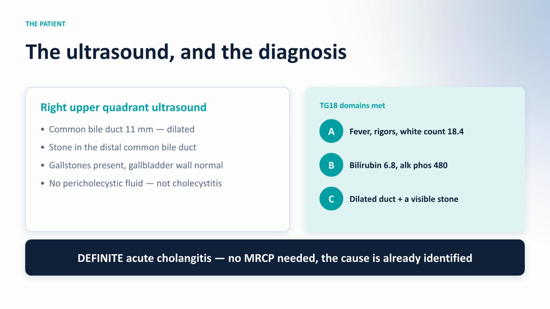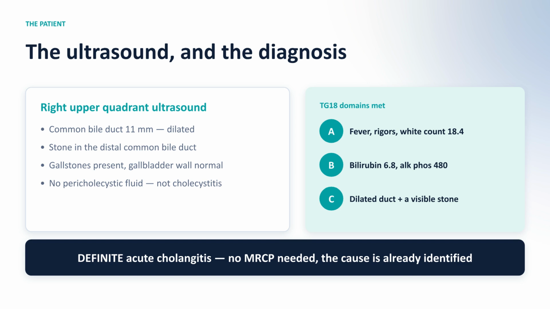The common bile duct measures 11 millimeters. There is a stone in the distal duct. The gallbladder contains stones, but the wall is not thickened, and there is no pericholecystic fluid. So this is not cholecystitis. Now put the three Tokyo domains together: systemic inflammation, cholestasis, and imaging that shows both dilatation and a cause. That is a definite diagnosis of acute cholangitis.